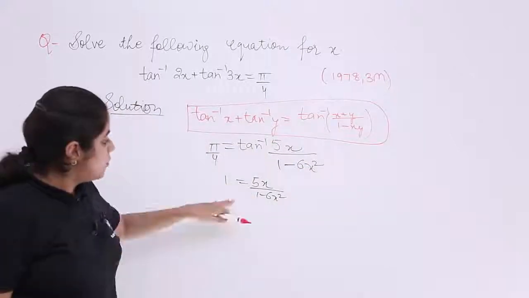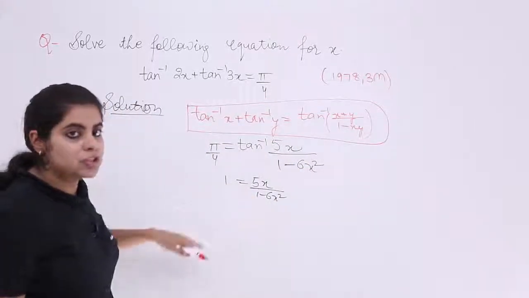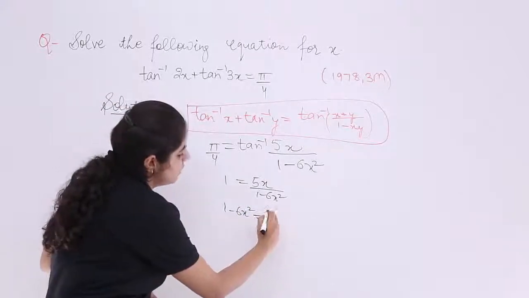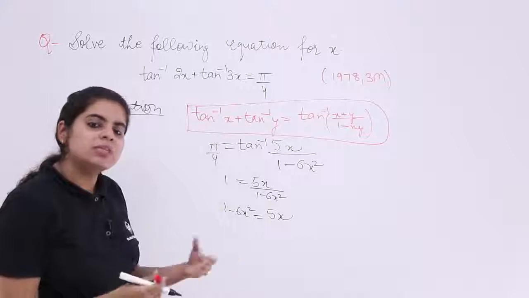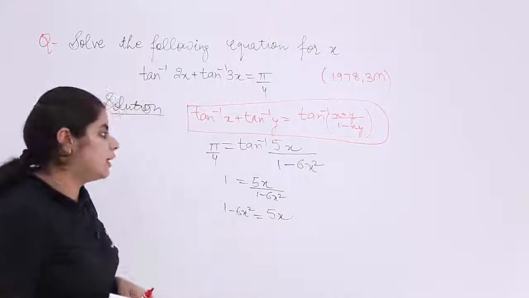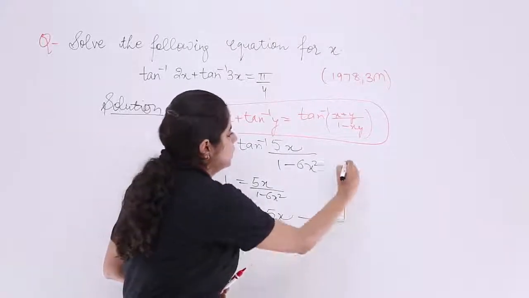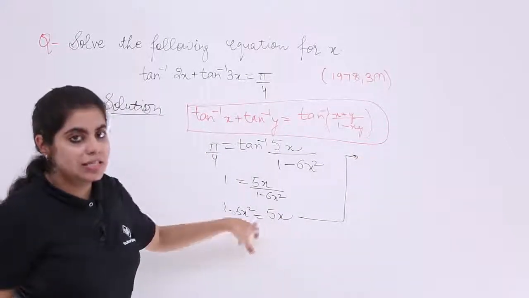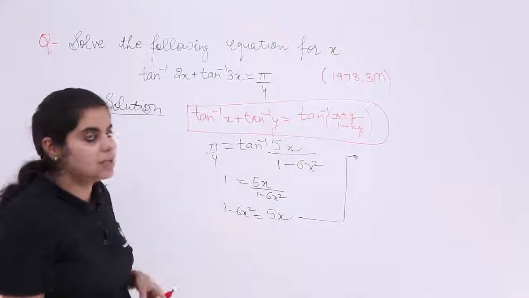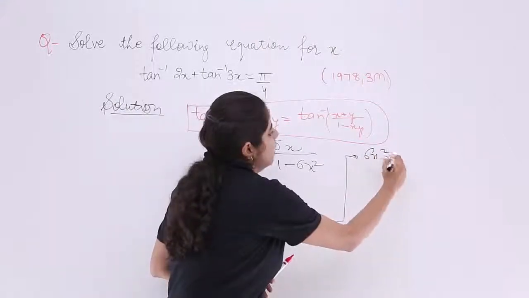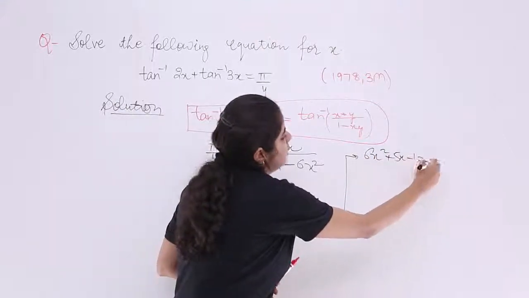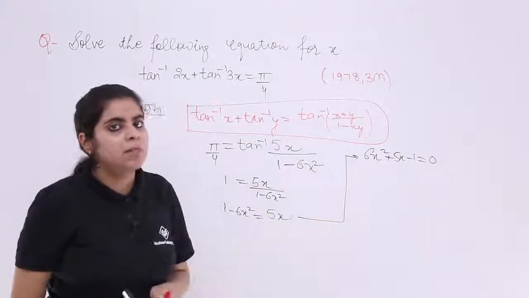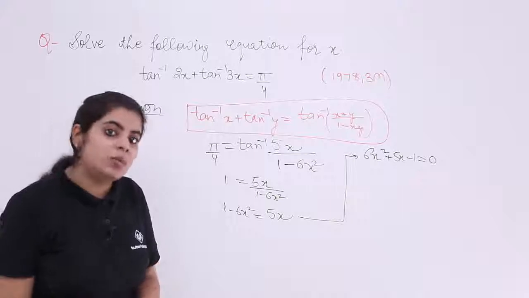Now, use cross multiplication. 1 minus 6x square goes to the other side, 5x remains here. Can you see a quadratic equation? We will be solving it. 6x square goes to the other side: 6x square plus 5x minus 1 is equal to 0. And since it is a quadratic, it must have two roots. Let's see what the two roots are.